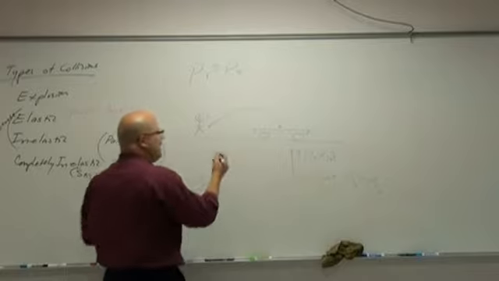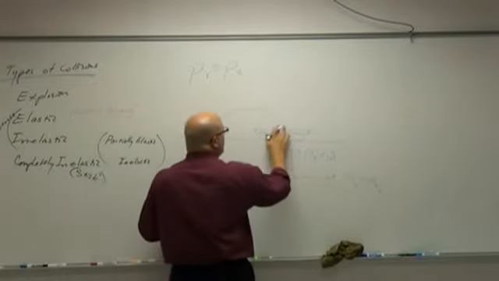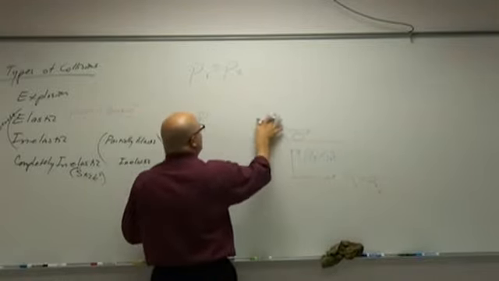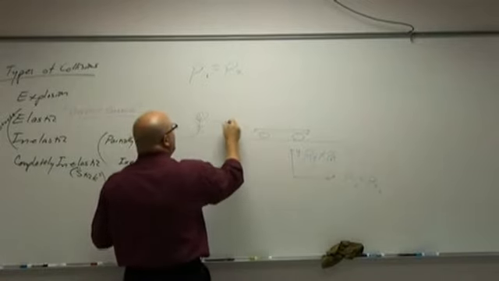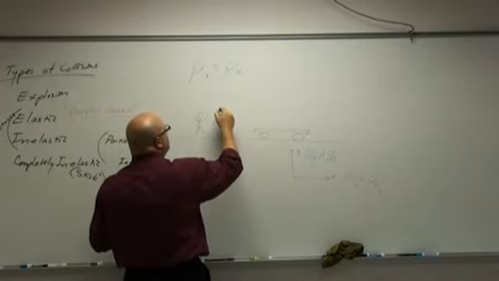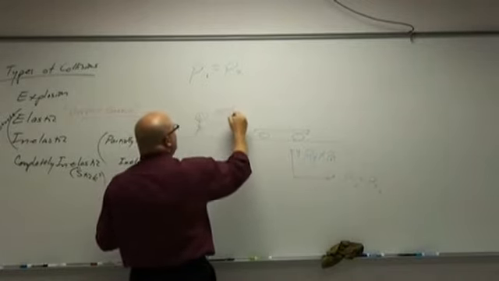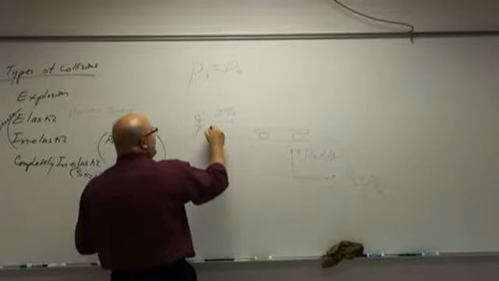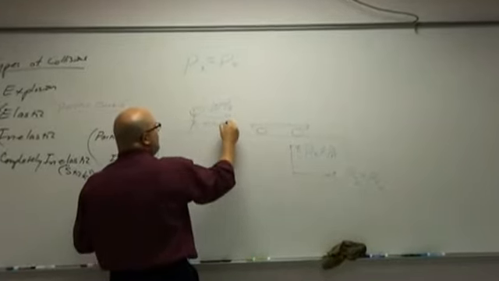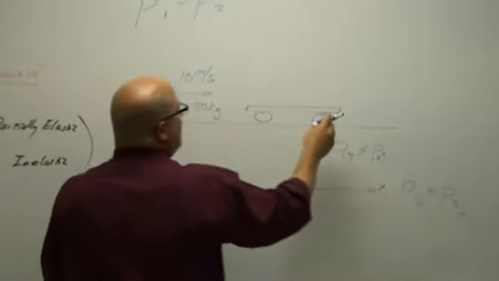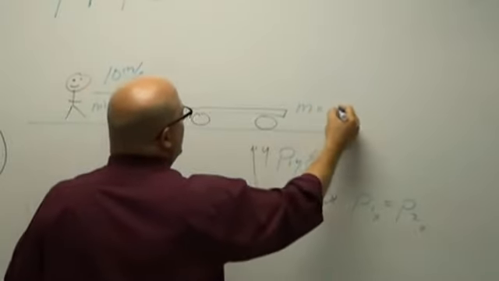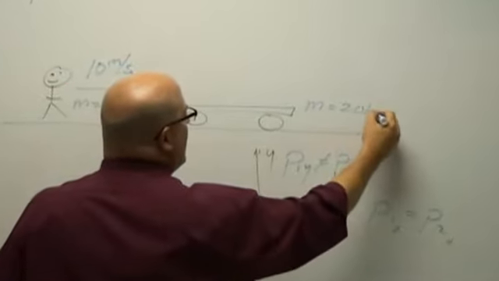So let's work this problem. Let's say, forget about the angle. Let's say the kid is running to the right at 10 meters per second. And say the mass of the kid is 50 kilograms. Let's say it's a really big skateboard with a mass of 20 kilograms.